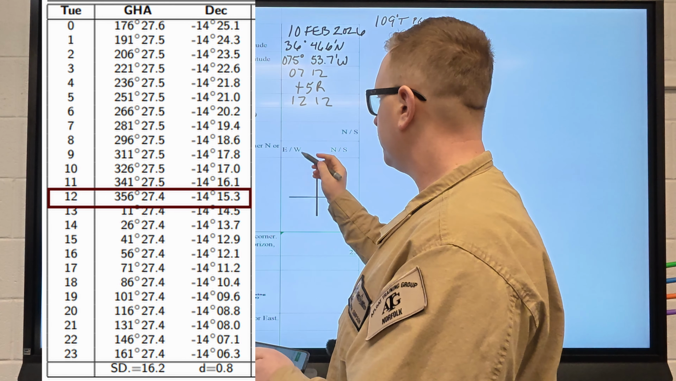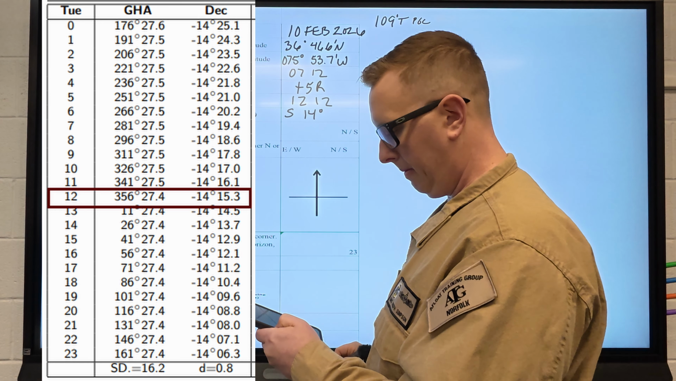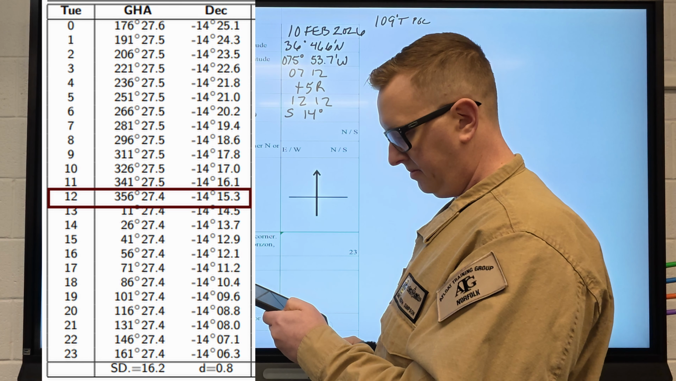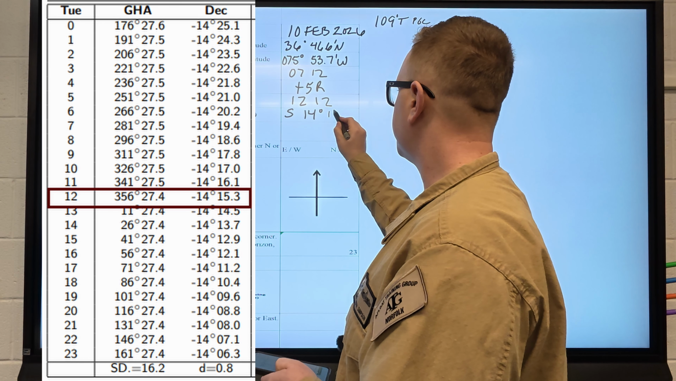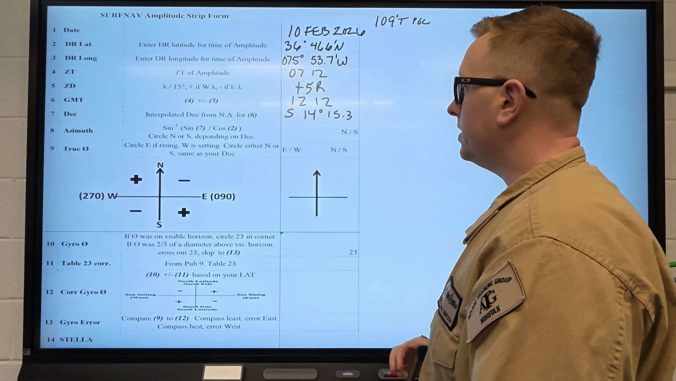was south 14 degrees, 15.3. Okay. Now we have our declination.